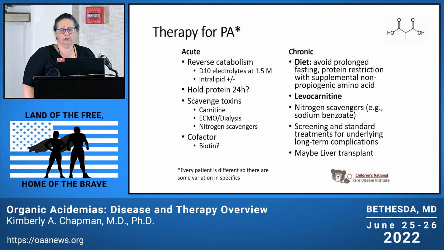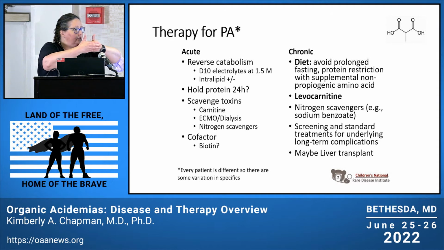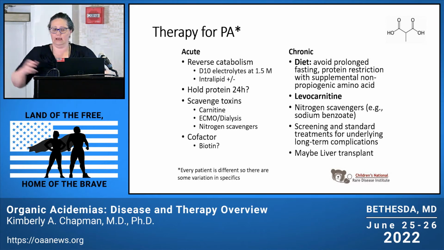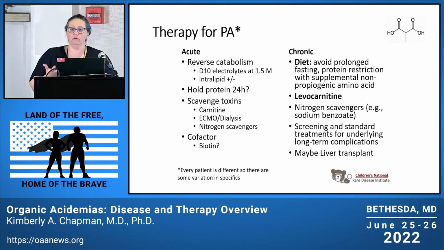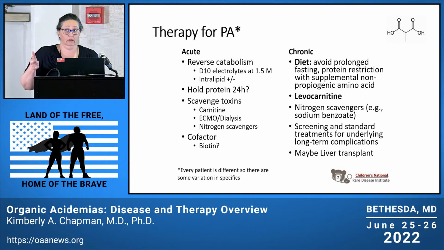I'm going to scavenge the toxins. And I know most people don't think of levocarnitine as a scavenger, but what does levocarnitine do? Well, it helps bind onto the C3, right? So it helps bind on the C3, it helps bind onto the methylmalonyl, and helps you pee it out. So it's a scavenger, it's helping you take out the acid. Now, if your ammonia is incredibly high, you may need ECMO or dialysis. You may also need ECMO or dialysis if your acid load is incredibly high and we can't correct it.